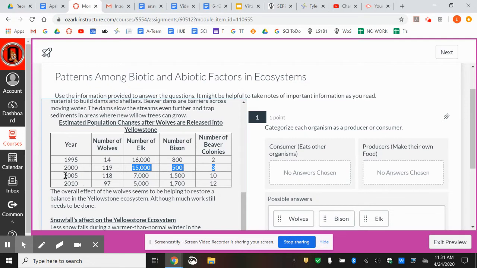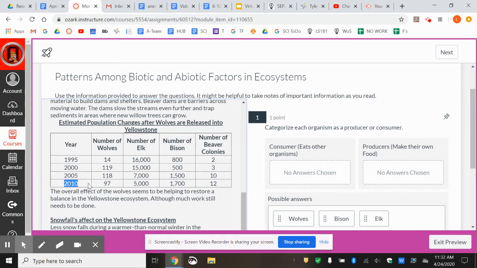Now we're going to look at 2005, which is 10 years in, okay? There are now 118 wolves, so a little bit less. However, here's the amazing part right here. 7,000 elk. That's a drastic decline. 1,500 bison. That's a drastic increase, isn't it? As well as an increase of the number of beaver colonies. So interesting. So let's look at 15 years out.